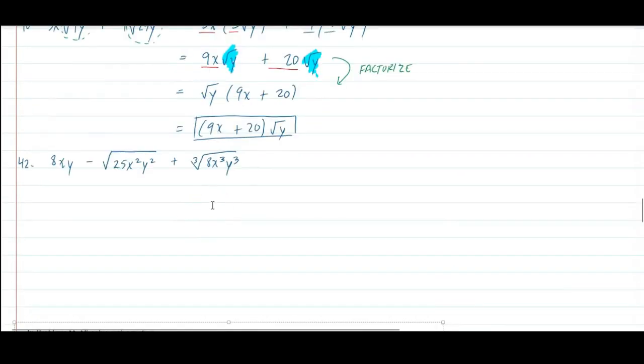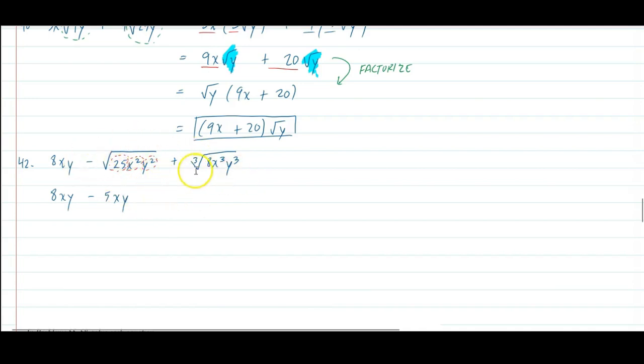First off, ask yourself, does 25 have a perfect root? Yes, it does. It's 5. What about x squared? What about y squared? Can you perfectly find second roots to them? You absolutely can. So this becomes 8xy minus the perfect root of 25, which is 5. The perfect root of x squared is x, and the perfect root of y squared is y. So everything comes out of this second root.